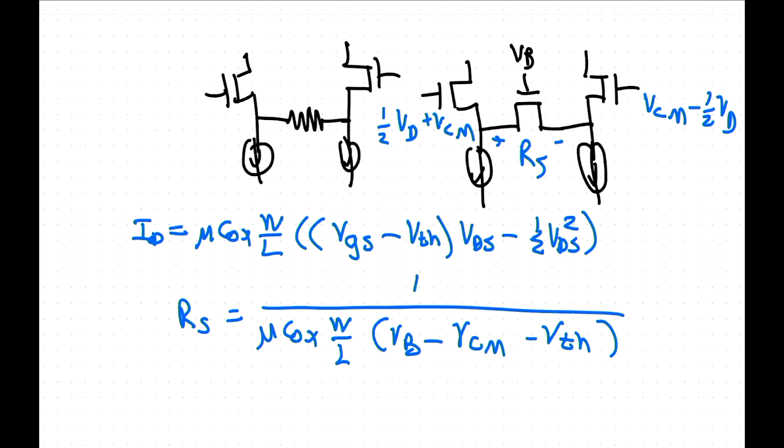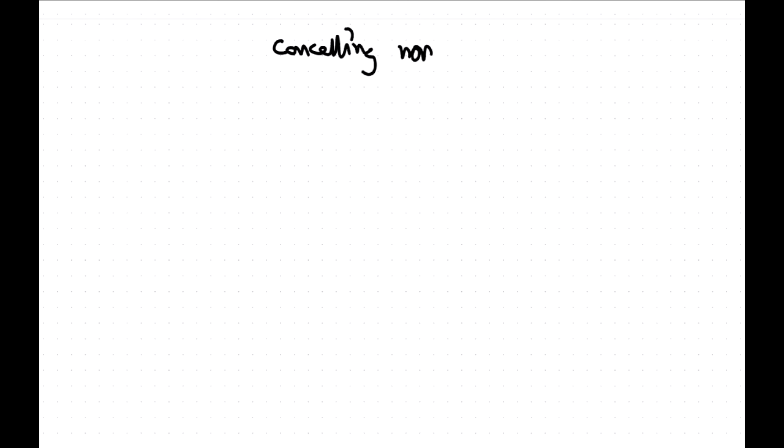Okay, so let me just show you one last way that you can make a linear transconductor. This is essentially by means of cancelling nonlinearity. One way you can do this is by having a differential pair like so.